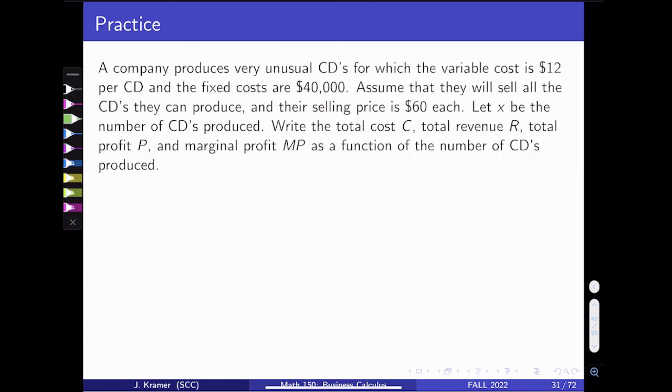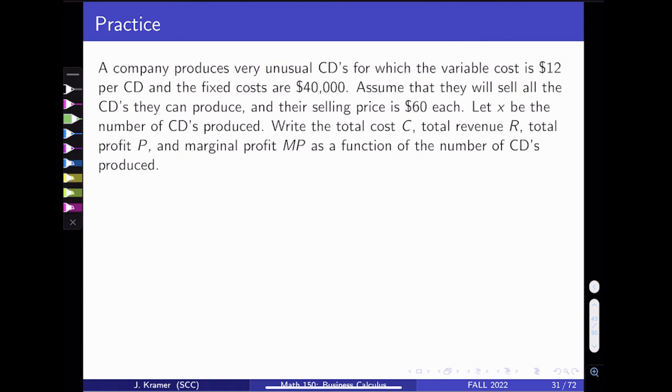A company produces very unusual CDs for which the variable cost is $12 per CD and the fixed costs are $40,000. Assume that they will sell all the CDs they can produce and their selling price is $60 each. Let X be the number of CDs produced. Write the total cost, total revenue, total profit, and marginal profit as a function of the number of CDs produced.